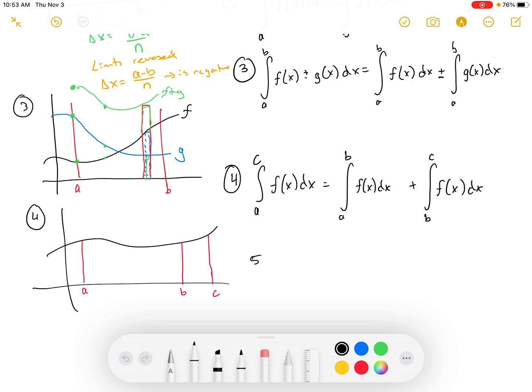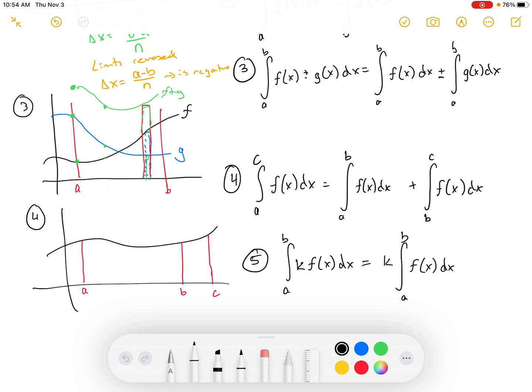And then the last one, I'm not going to have an illustration for this, because it's just like the sum rule that we just saw. If I have some constant k and function f, I can just take the constant k and put it out. Okay, so these are the 5 rules that we're going to need to use to manipulate these things.